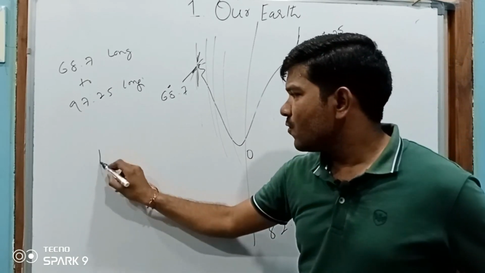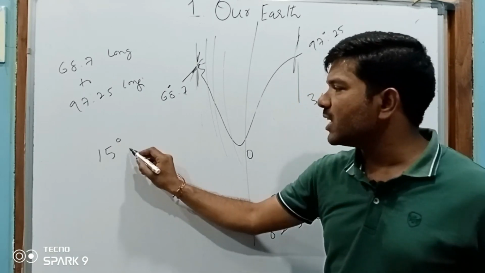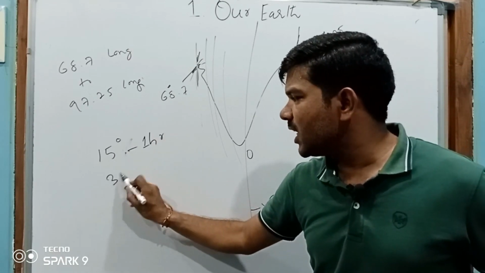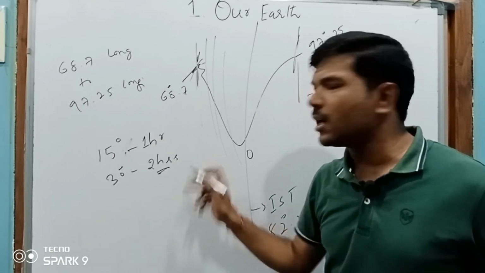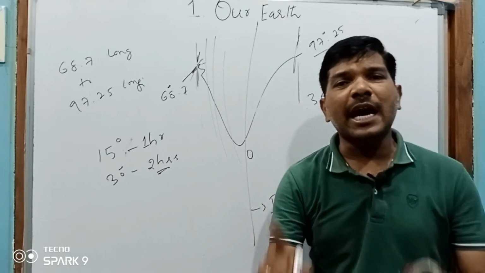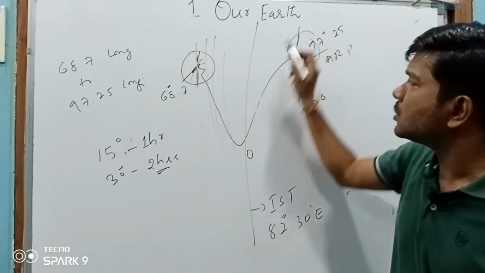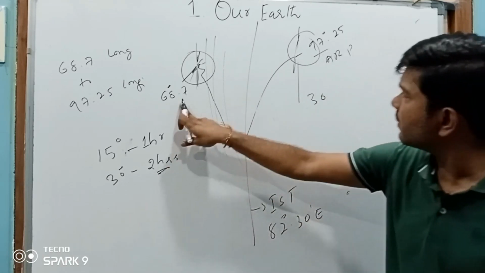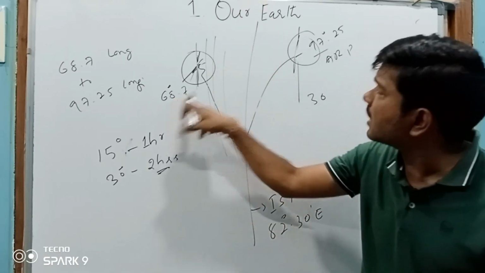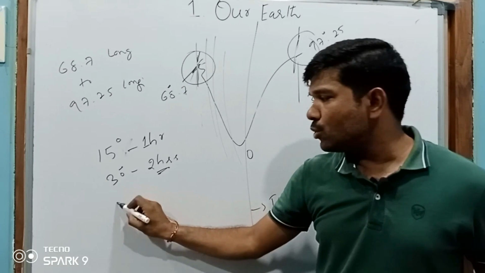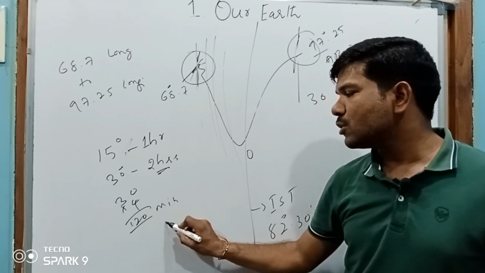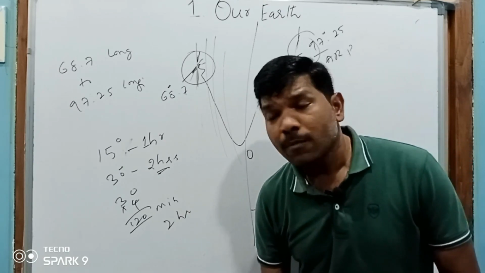What is our calculation? To move 15 degrees, how much time will it take? It is 1 hour. And to move 30 degrees, how many hours difference is there? 2 hours. So the time difference between Gujarat and Arunachal Pradesh is 2 hours. Why 2 hours? Because there are 30 longitudes between them. So 30 into 4 is 120 minutes, which means 2 hours. This is the procedure to count.